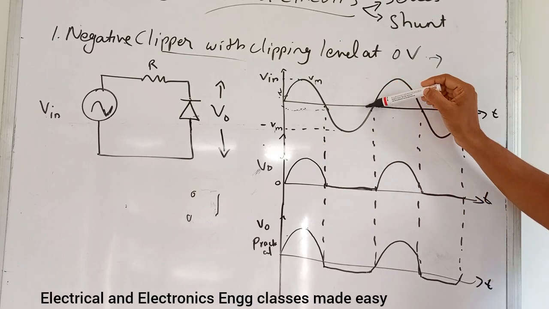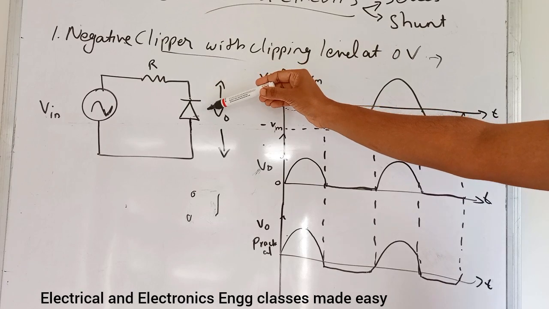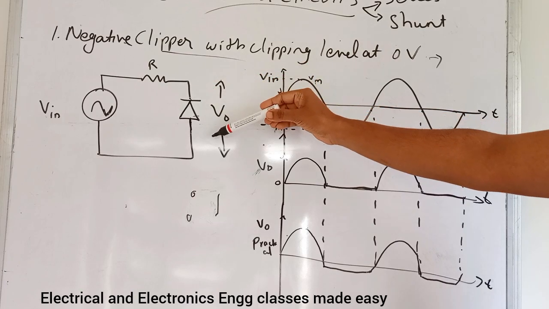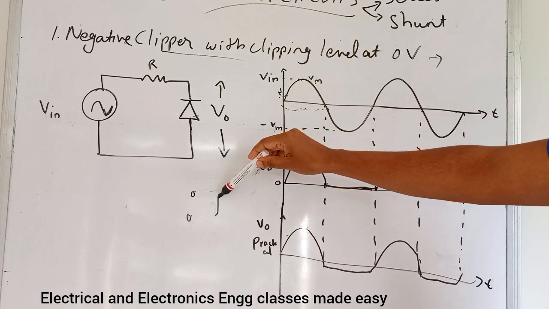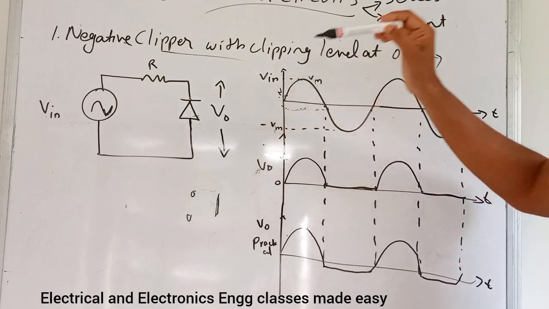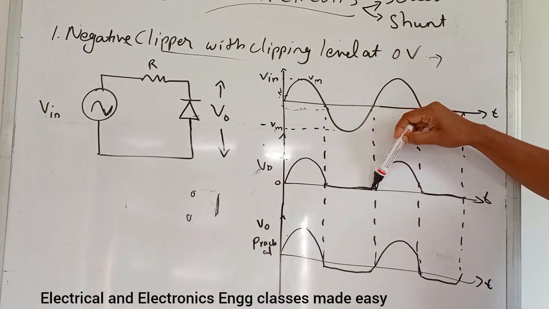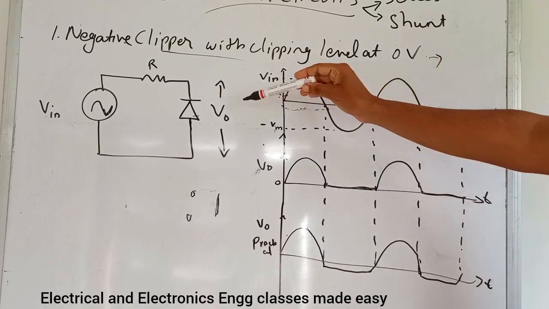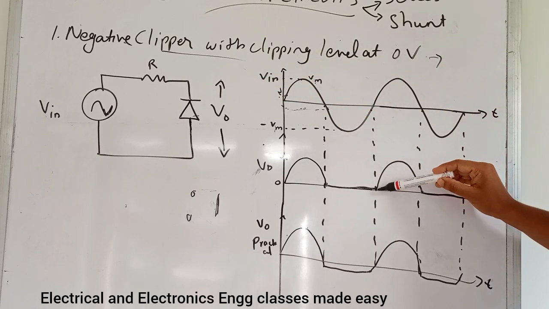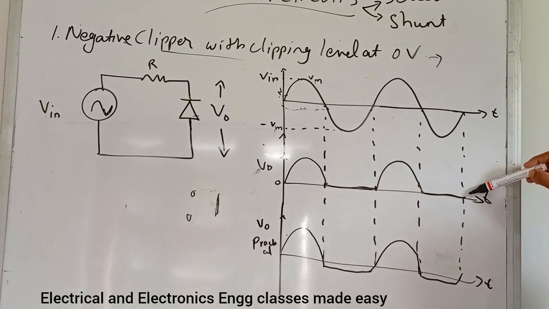Then during the negative half cycle, the diode will be in forward bias condition. So it will conduct. That is, it will be like a closed switch. So we will get a waveform like this. Then again during the positive half cycle, the diode will not conduct. Then we will get the output like this. Again during the negative half cycle, it will be conducting.